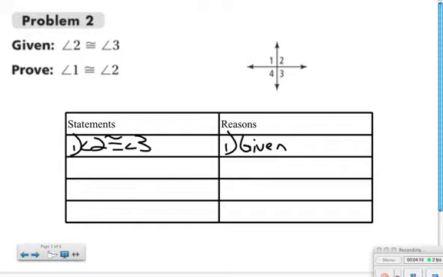I cannot make that assumption. Even though they look like they are, you can't do that. Angle 3 is congruent to angle 1. Yes, absolutely. I can say that angle 3 is congruent to angle 1. Why, Maddie? Because they're vertical. Yes, they're vertical angles, so what we're using is the vertical angle theorem.